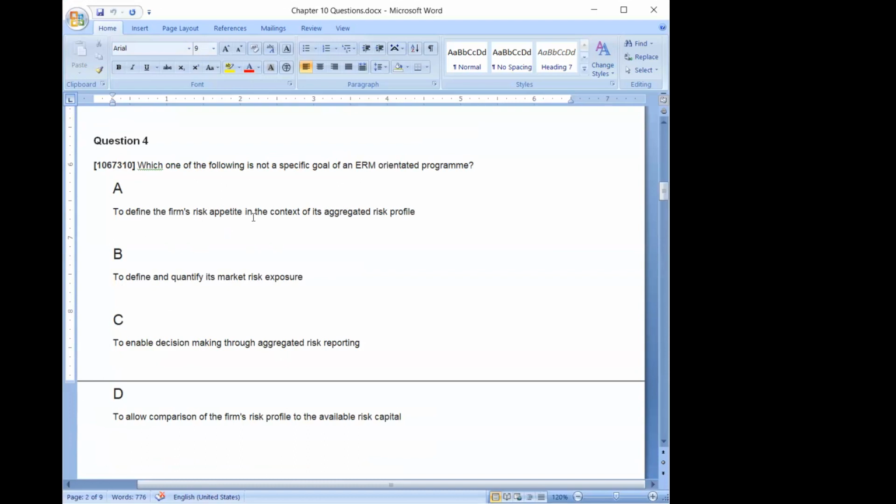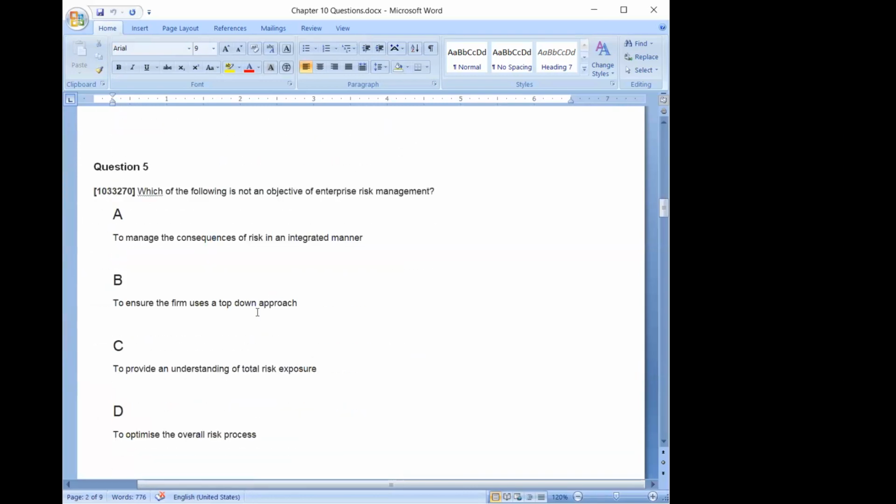To define the risk appetite in the context, to define and quantify its market risk exposure, to enable decision making through aggregate risk reporting, to allow comparison of the firm's risk profile. From the given answers you can see the response would be "not", right? So then, to define and quantify its market risk exposure, that is not an ERM objective. So the answer is B.